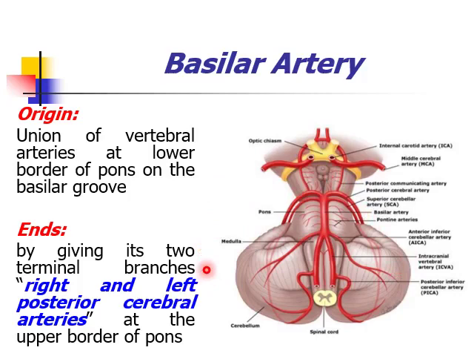We heard the word cerebral arteries at this point like 3 times. We heard them with the carotid arterial system as terminal branches of the internal carotid, the anterior cerebral and the middle cerebral, and now we are hearing the word cerebral once more at the end of the basilar artery to give off the right and left posterior cerebral arteries.